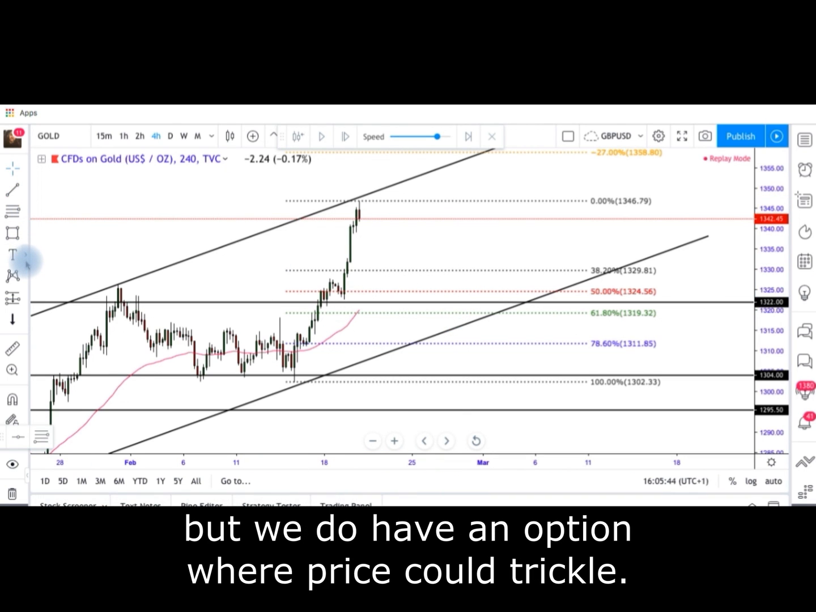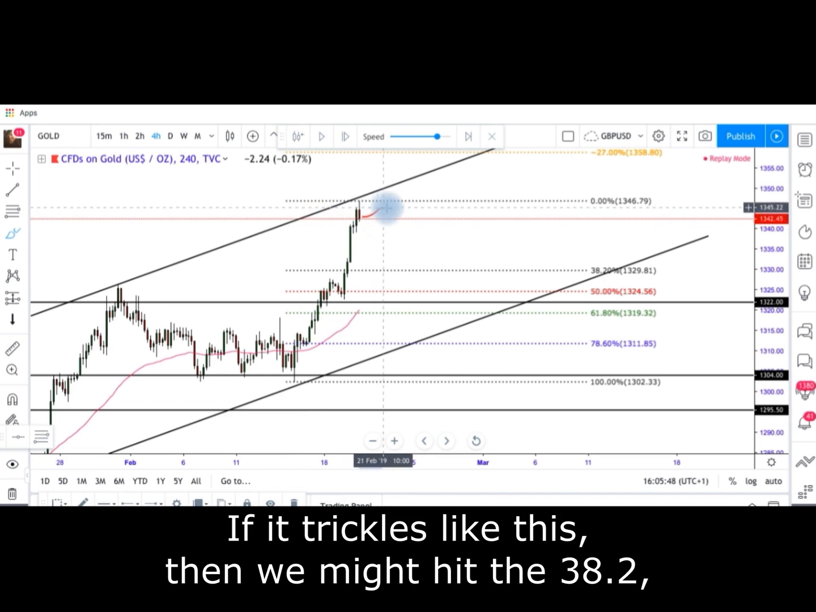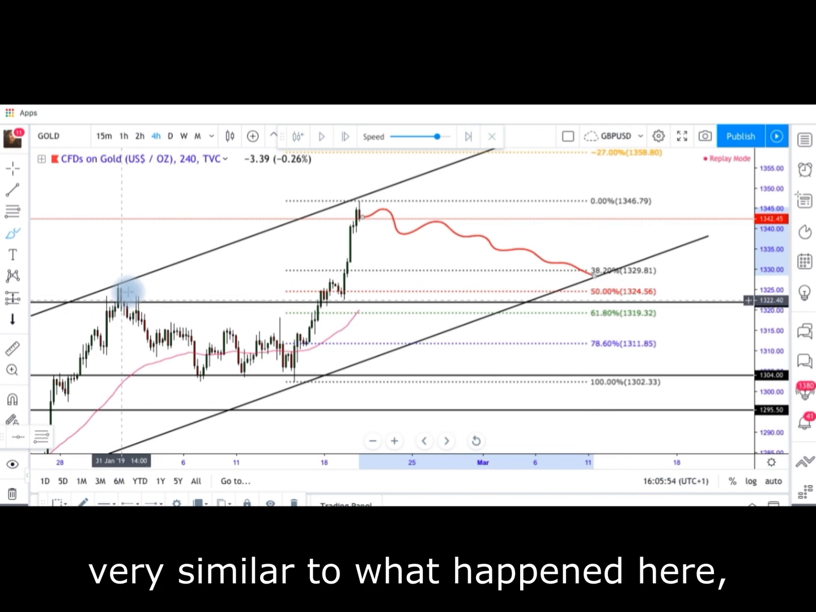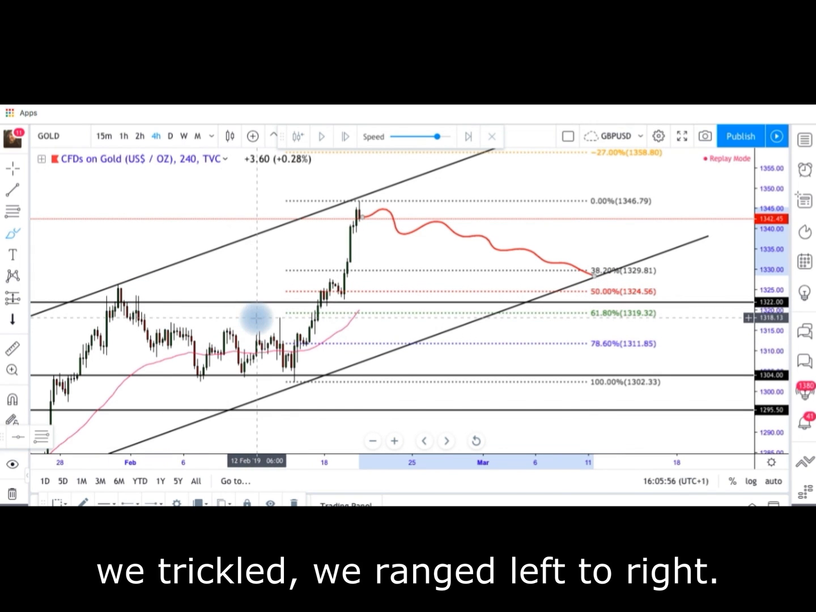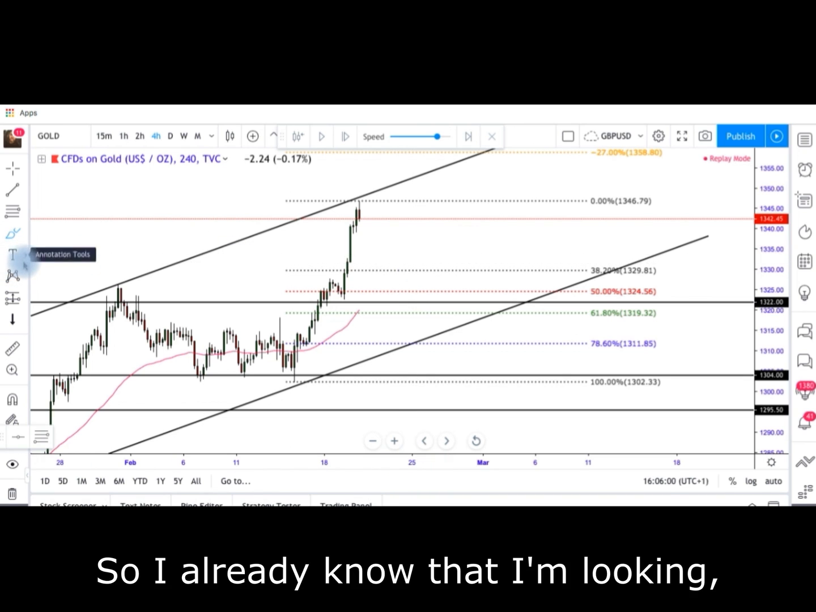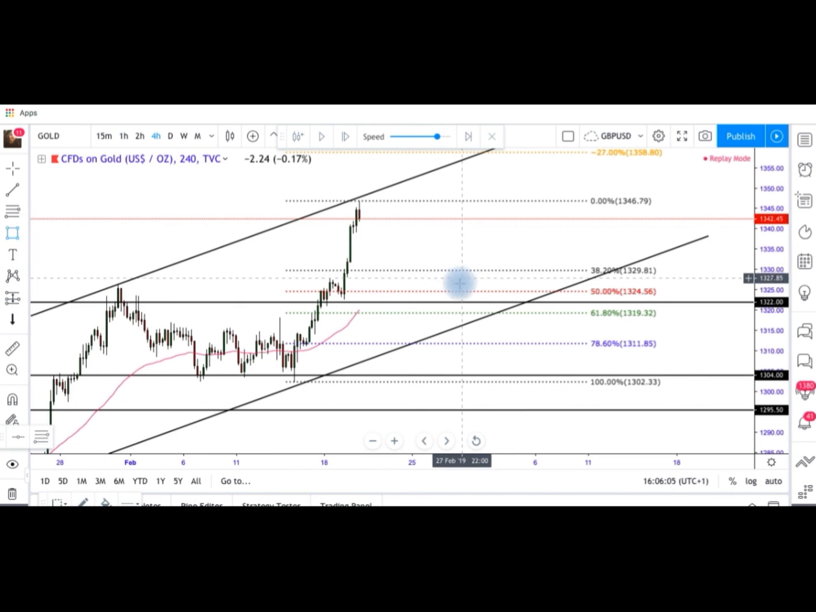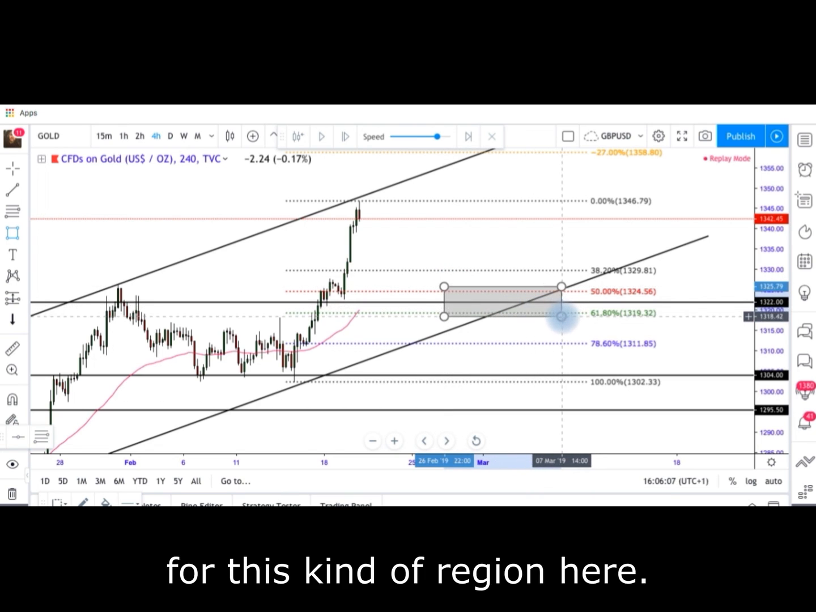But we do have an option where price could trickle. If it trickles like this, then we might hit the 38.2. Very similar to what happened here. We trickled, we ranged left to right. So I already know that I'm looking, depending on how fast price moves, for this kind of region here.